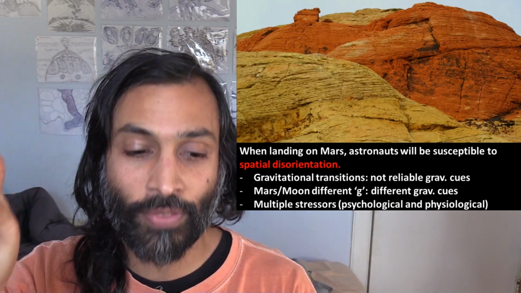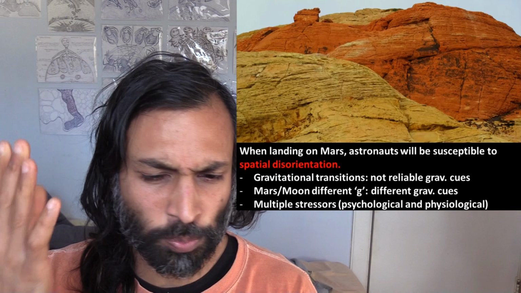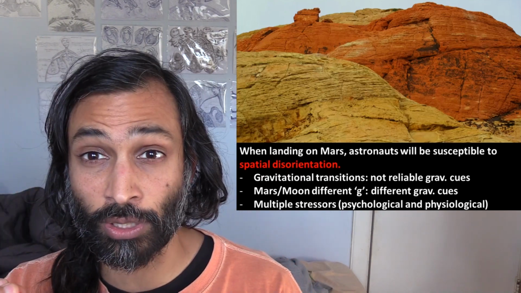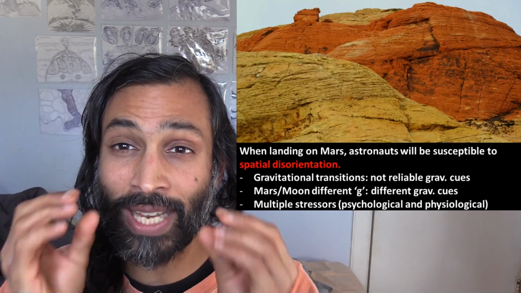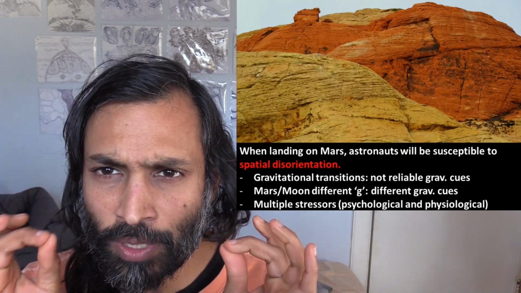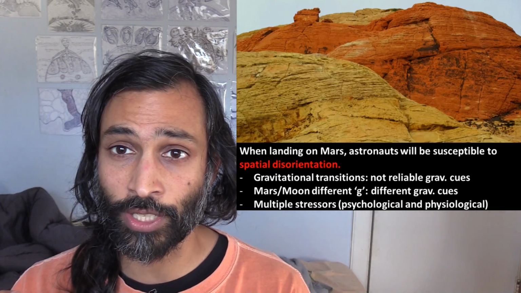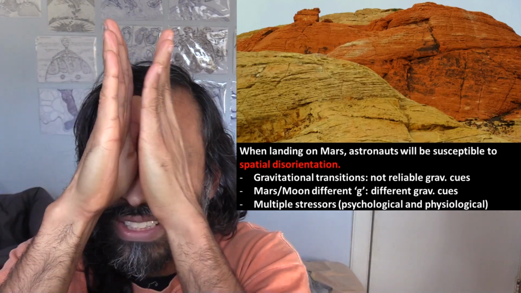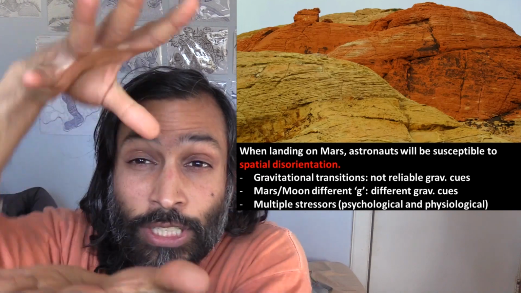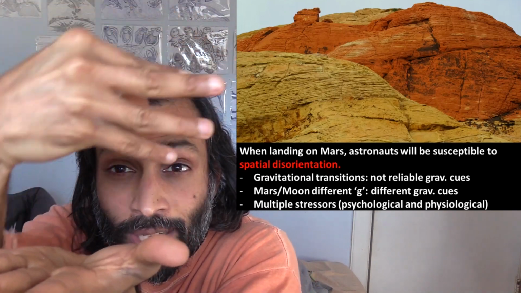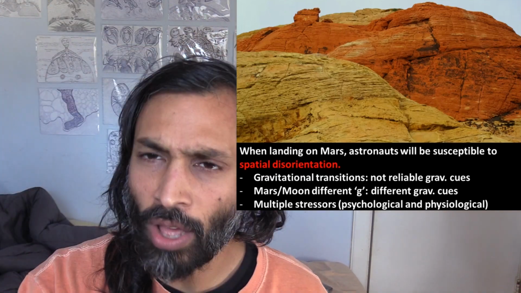And then even on top of that, there will be multiple stressors, both psychological and physiological. And what we know is that all of these factors will make it so that astronauts will become very susceptible to spatial disorientation. And all that means is they'll lose sense of where they are relative to upright, something which you really need to know as you're trying to stabilize a spacecraft and land it upon the surface.